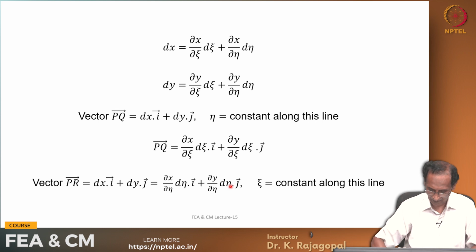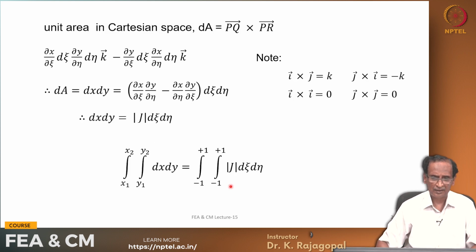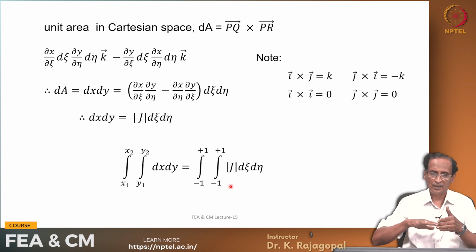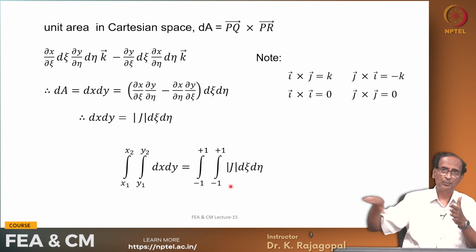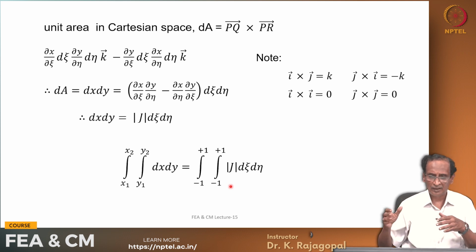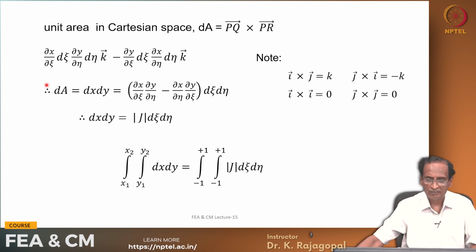Okay. In vector calculus, the area is a cross product. So we have developed two vectors PQ and PR, and if you take a cross product, we will get the area. Okay. And when we are doing the cross product, i cross j is k, i cross i is 0, j cross j is 0, and j cross i is minus k, right.